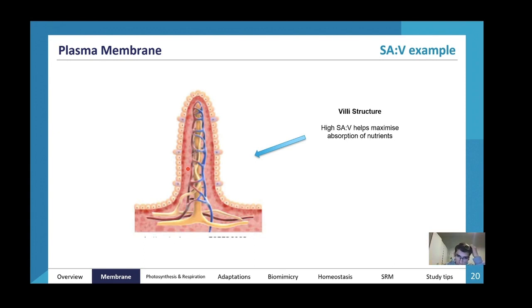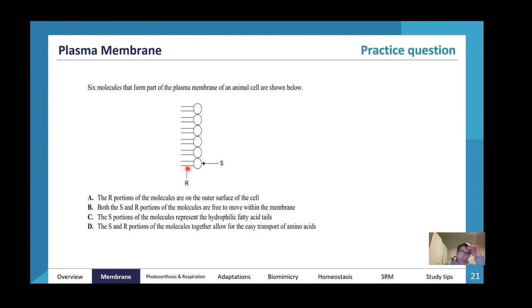For example, villi, a high surface area to volume ratio maximizes absorption of nutrients. And for those of you that don't know what villi are, they're essentially small hairs lining our intestines, and they're used to absorb as much food as possible.